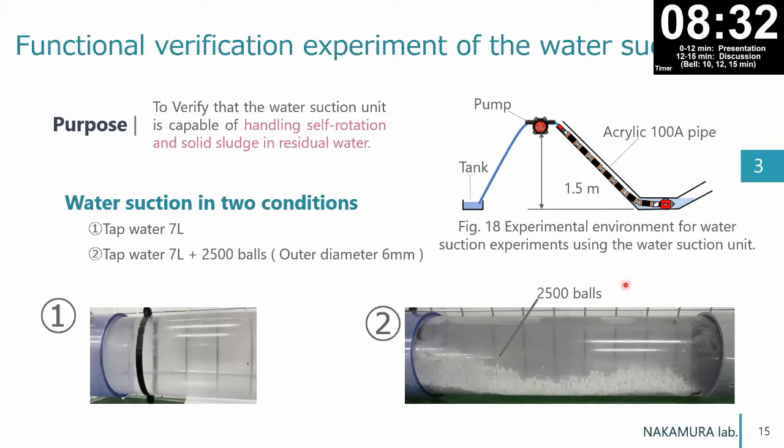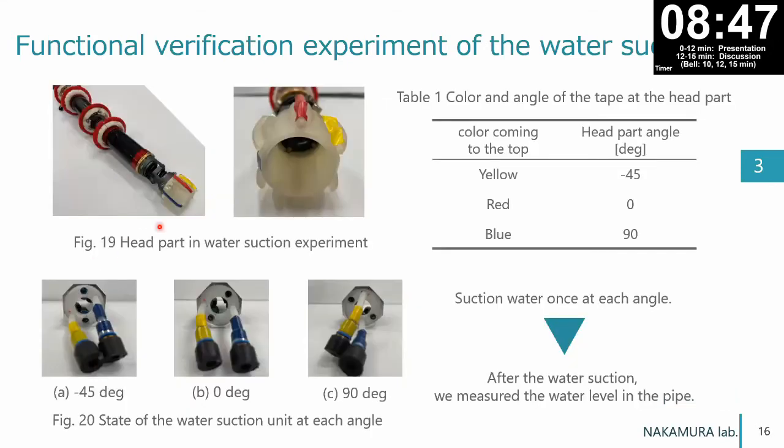We conducted water suction in two conditions. First, it sucked 7 liters of tap water. Second, it sucked 7 liters of tap water with 2,500 balls, assuming solid sludge. The experiment was conducted by rotating the robot on the pipe axis.